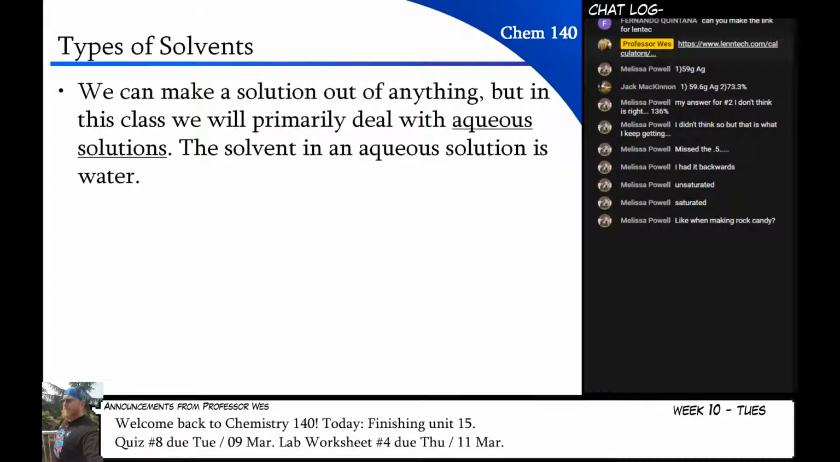And then finally, solutions are made out of any two things that you want. We're going to be working with aqueous solutions in this class for the last unit. But in 161 through 163, you're going to be working with water as the solvent. And it won't be until you get to 261 where you see anything else as the solvent.